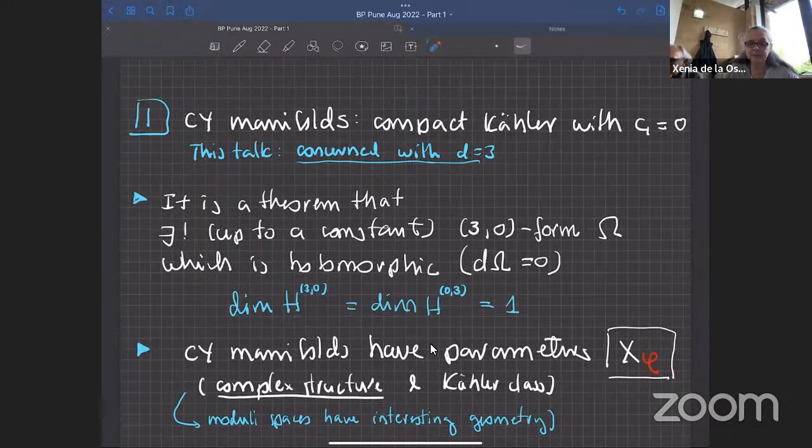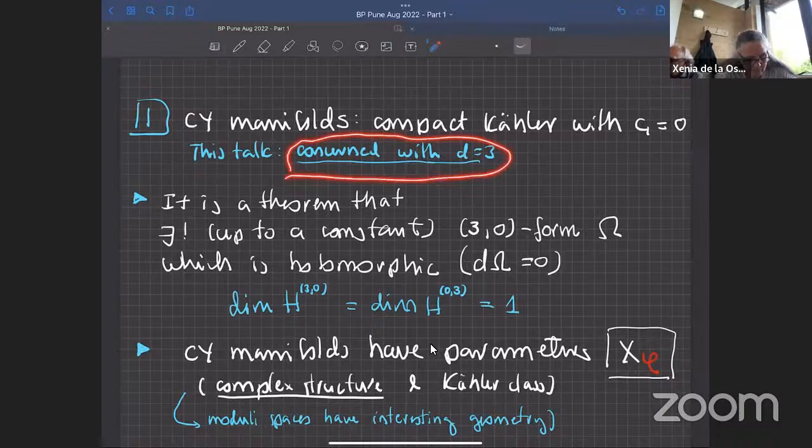So let me start with Calabi Yau manifolds. We all know that these are the compact Kähler manifolds that vanish in first Chern class. And in this talk, I will be concerned with the case of three complex dimensions.